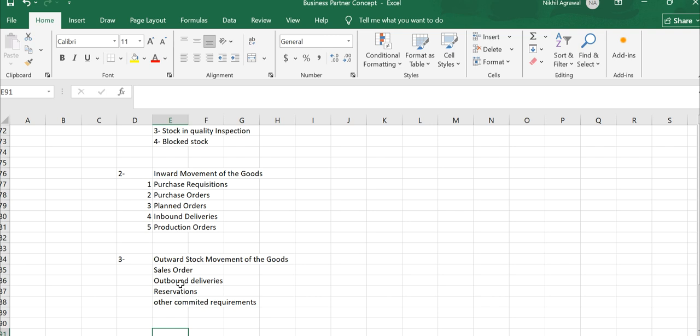In the next class, we will discuss in detail the significance of the requirement or checking group. We will discuss the significance of the checking group for availability check, and then we will move on to the significance of the MRP type.